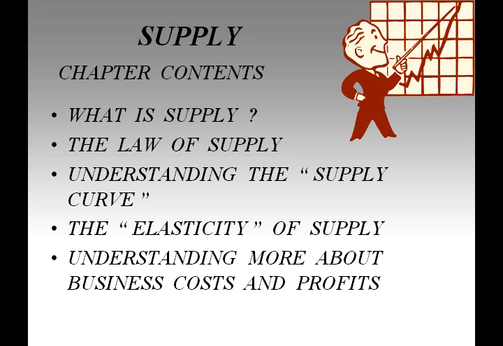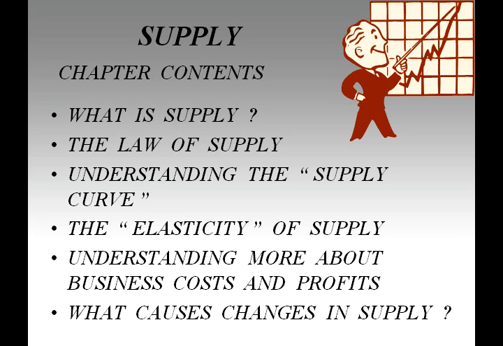Because we're talking about thinking like producers or managers of businesses, costs have an impact on supply to a market. And we're going to do a little bit more work in understanding business costs and profits in this chapter. And then we'll wrap this chapter up by talking about what things can cause overall changes in supply to a given market. So let's get started.